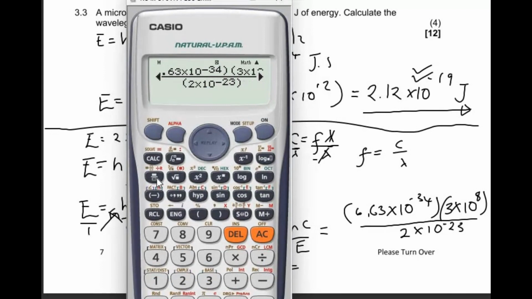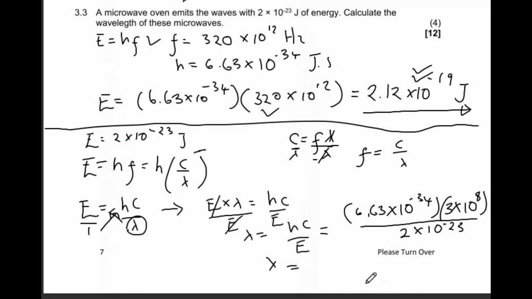23. Is it 23? Yes. Everything perfect. So the answer that I get is 9.95. We must do this to two decimal places. It's 9.95 multiplied by 10 raised to the power of minus 3 meters. So that is the wavelength.